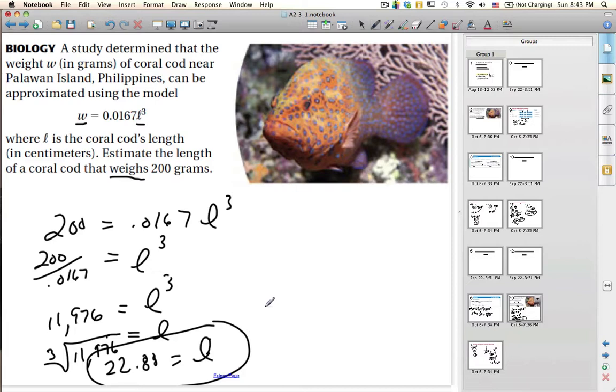So this is working with properties of exponents. Mostly this should have all been review for you, and I'll see you in 3.2.